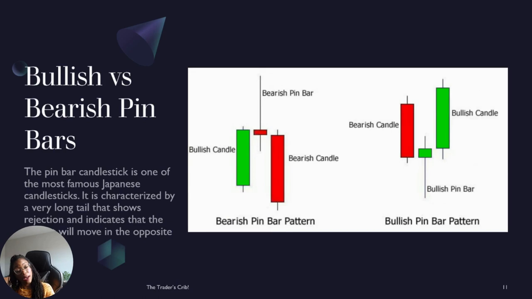And these candlestick patterns show up very, very often. In order for it to be a confirmed pattern, again, we always want to wait for confirmation of the next candlestick.